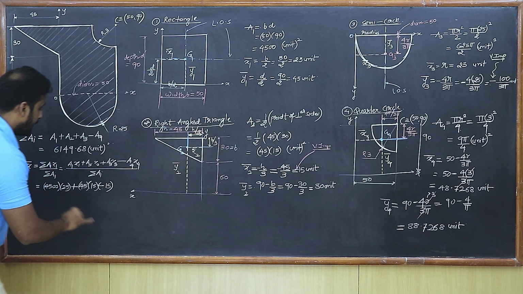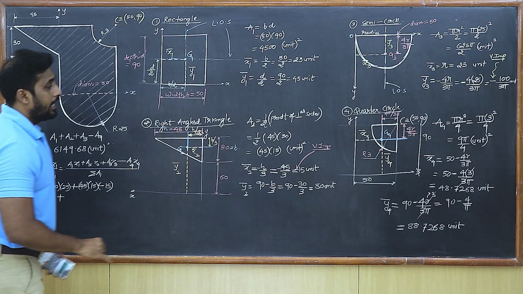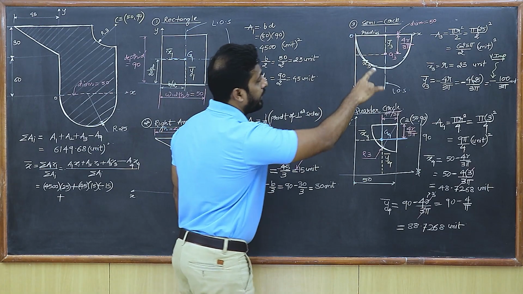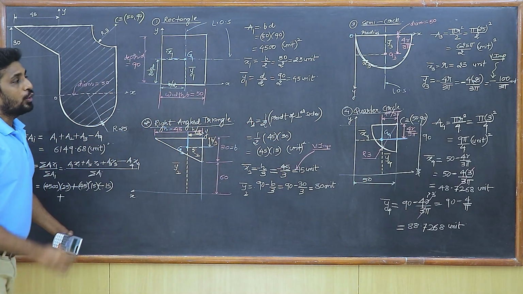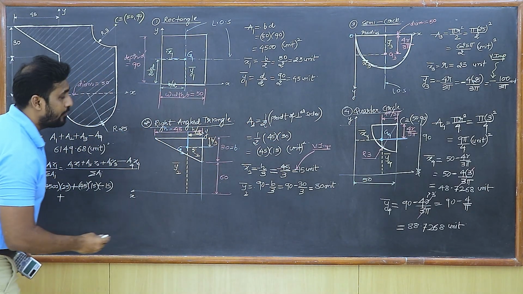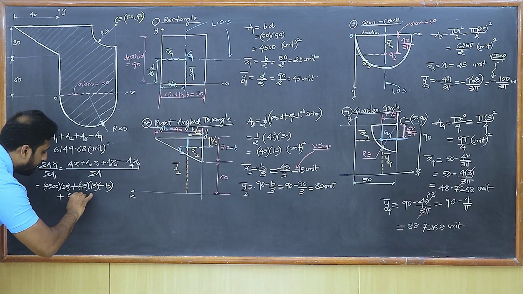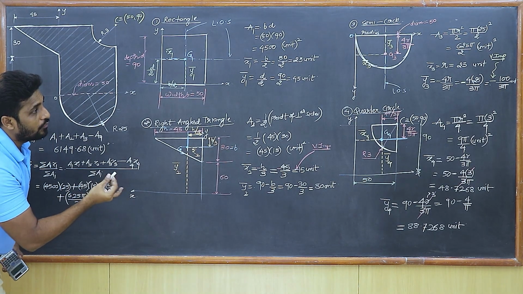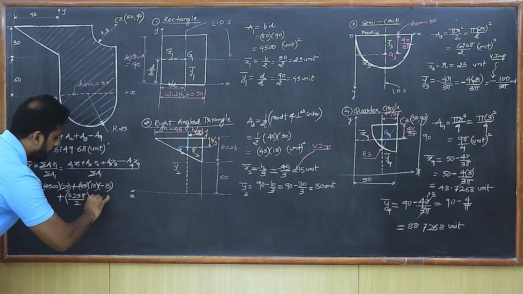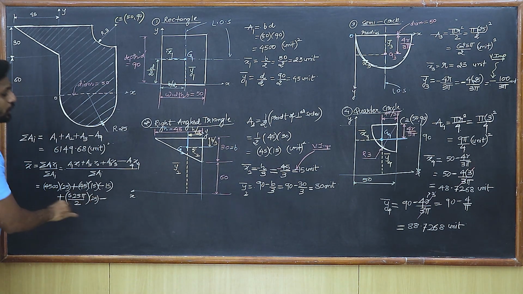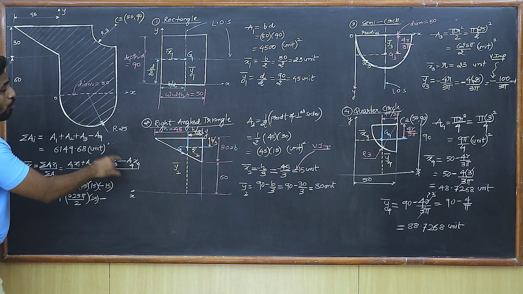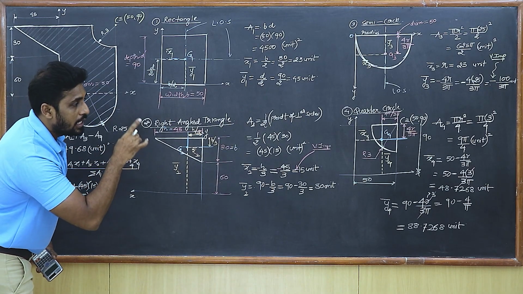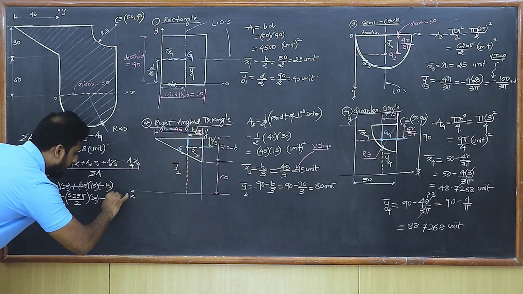Then plus, students, A3 into x3. So that's plus A3 is 625 pi upon 2 into x3 bar, which is 25. So I write here 625 pi upon 2 into what? The value is 25 here, so I write 25. Then obviously minus of, isn't it, the negative sign? What is A4 value? It is 9 pi upon 4. So I write here 9 pi upon 4.